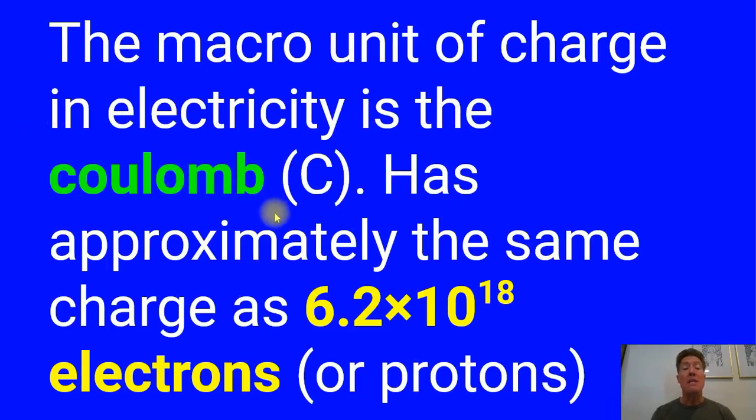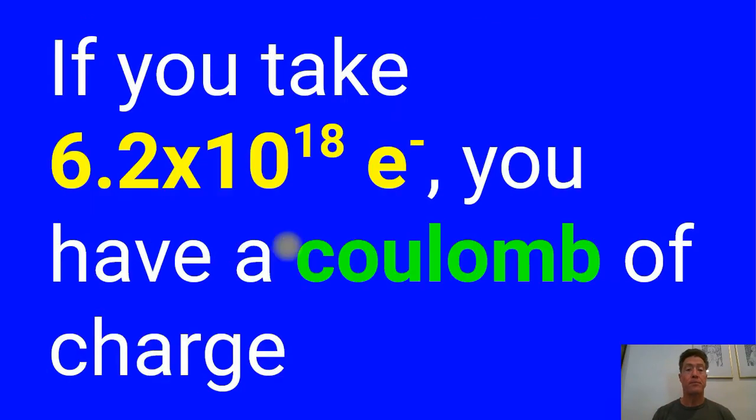A coulomb is 6.2 times 10 to the 18 electrons. It's the combined charge of 6.2 times 10 to the 18 electrons. That would be the negative charge, or if you're counting protons, it would be a positive charge, so basically the same number of protons. So that's what a coulomb is. It's a giant chunk of electrons that gives us a big enough charge to matter.